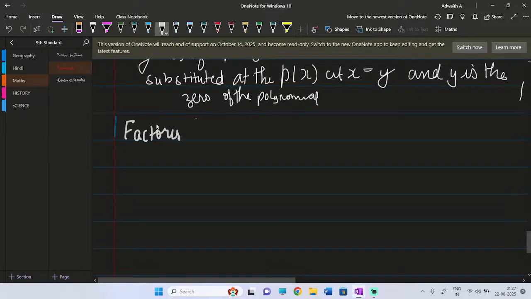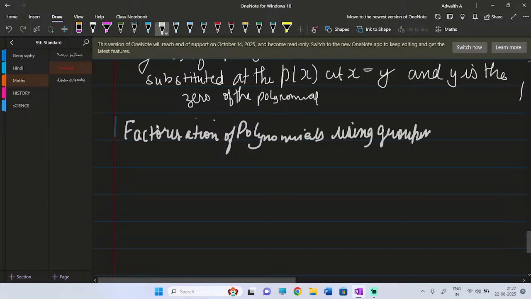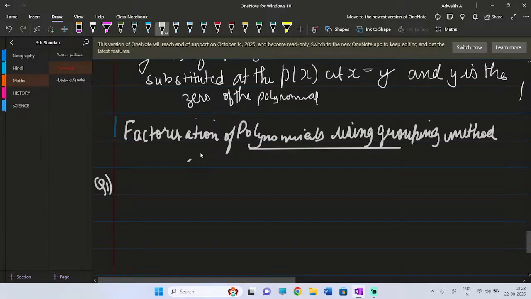Factorization of polynomials using the grouping method. I'm giving you only text now. This is a long line, so just underline. Question 1. The grouping method is when we group the polynomial.